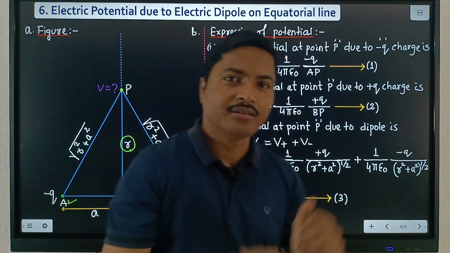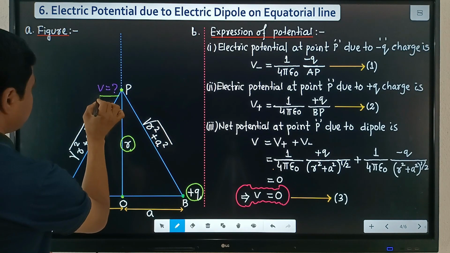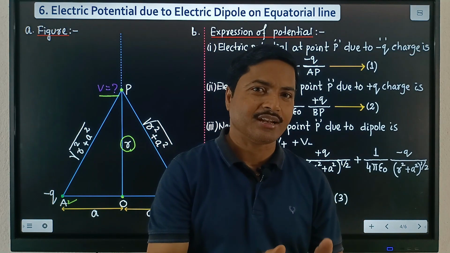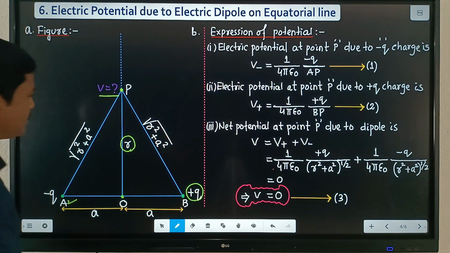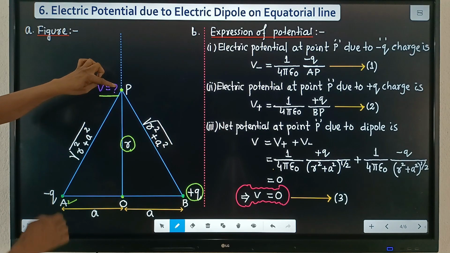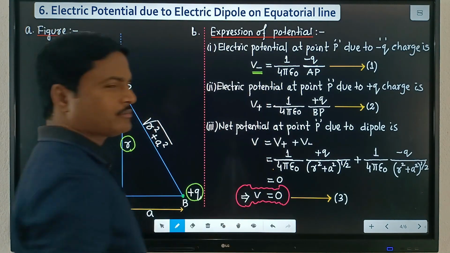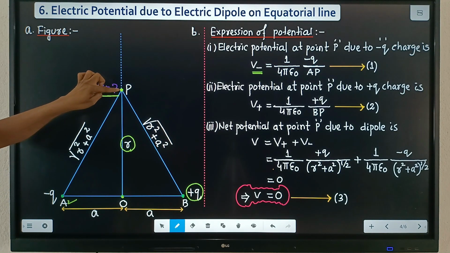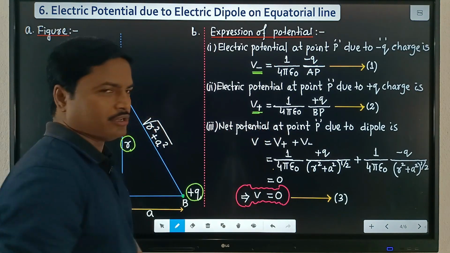That means simply at point P, because P is the observation point, at point P we will calculate the electric potential due to the electric dipole. So first we calculate at point P the electric potential due to the minus q charge. We write that as V minus. Similarly, next at point P we will calculate the electric potential due to the plus q charge. We write that as V plus.